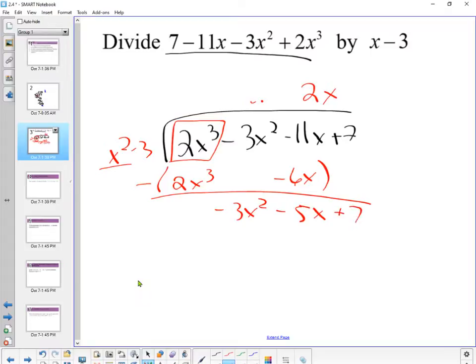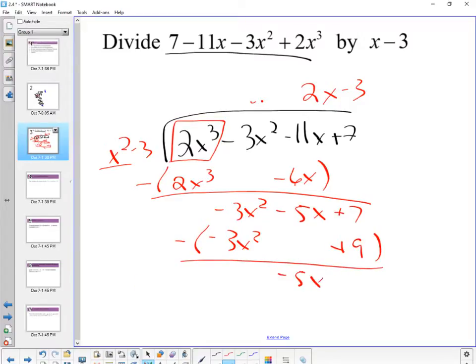X plus 7. Is this divisible by this? Yes. How much? Negative 3. I'm going to get a negative 3. And then I'm going to multiply it out. So I'm going to get negative 3x squared plus 9. That's going to go over here. I'm going to change my signs. This is gone. I've got negative 5x and I've got negative 2.